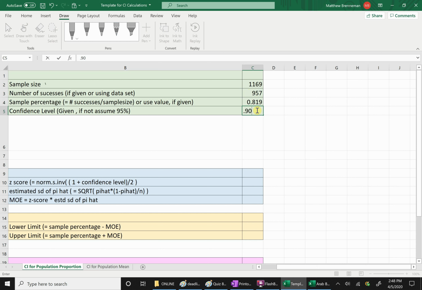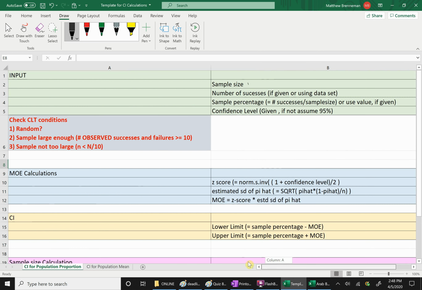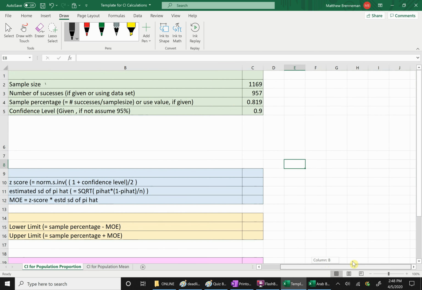And my confidence level, I said, was 0.9. Okay, so that's all of the input for this data set. Now I'm going to have to compute this z-score. So now I'm ready to start to put together the margin of error calculations. So first I'm going to compute the z-score. And I'll show you the easy way to compute the z-score.